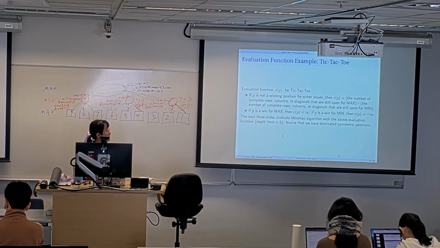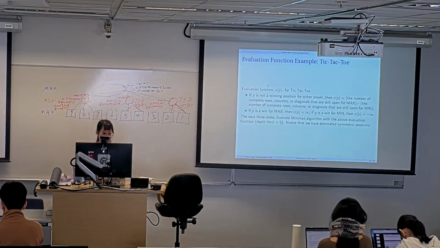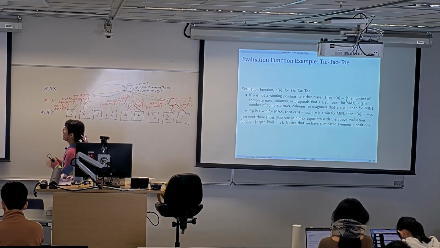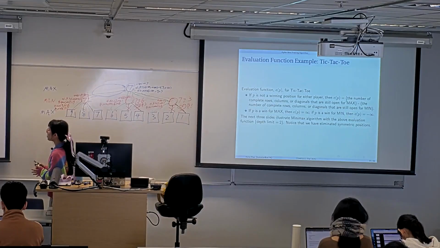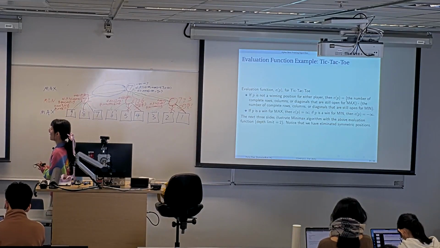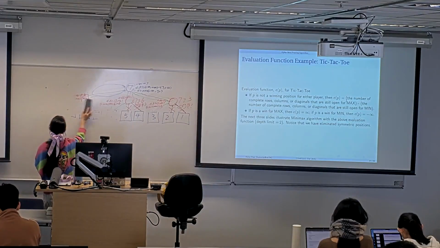So for tic-tac-toe, this is a commonly used evaluation function. We just call it EP. If P is not a winning position for either player, that is a non-terminal state, then we define the EP this way. Even though the description is quite long, it's actually very easy and very efficient to compute. EP is the number of complete rows, columns, or diagonals that are still open for max, minus the number of complete rows, columns, or diagonals that are still open for min. So for example, we can try to draw a game board so that you can understand what this EP is.